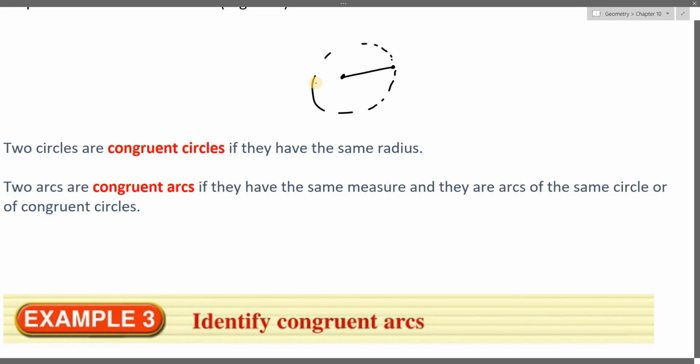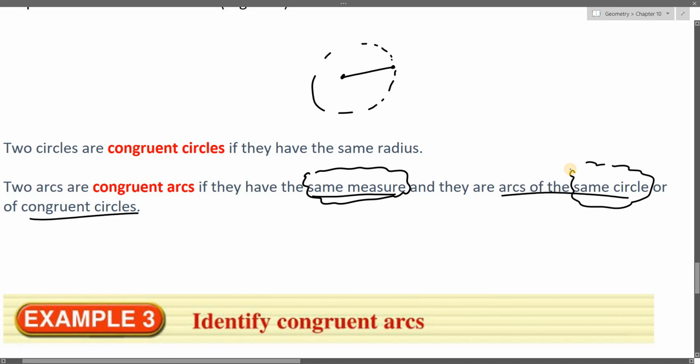That makes sense. 2 arcs then are congruent if they have the same measure. So 2 conditions here, same measure, and they are arcs of the same circle or of congruent circles, because if they're congruent circles, they might as well be the same. Same measure, same circle, or congruent. So this will be kind of picky, but you'll see what I'm saying in just a moment. All right, take a moment, write it down, maybe pause it. Once everyone's got it, let's move on.